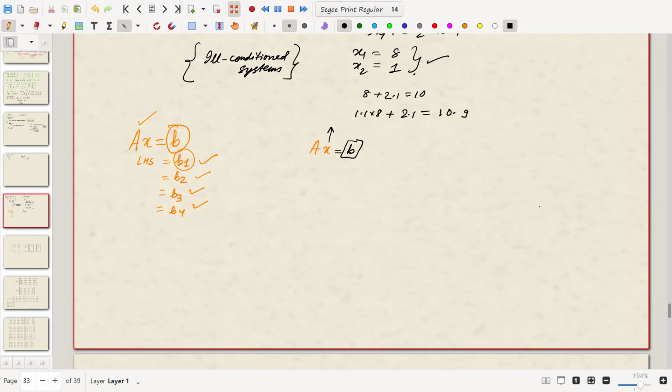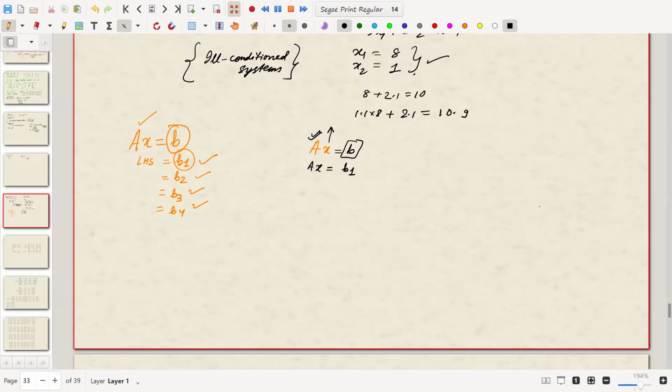If your boss is happy with you the next day and increments your salary, so your new salary is B1, then of course x will change. But the price of the potato and tomato is still the same, which is the coefficient matrix. So now you have a new system of equations, Ax equals B1. What has changed? x will change, B1 has changed, but A has not changed.